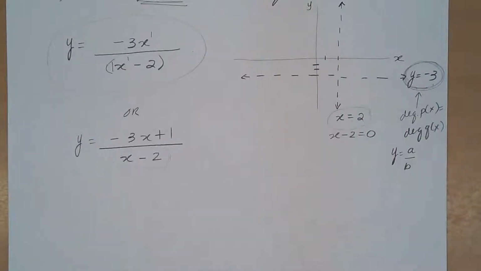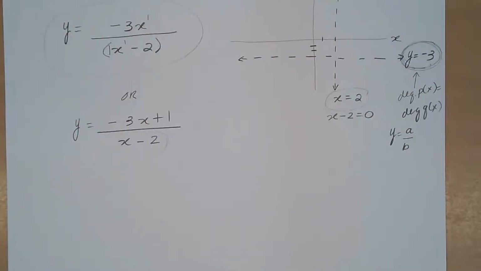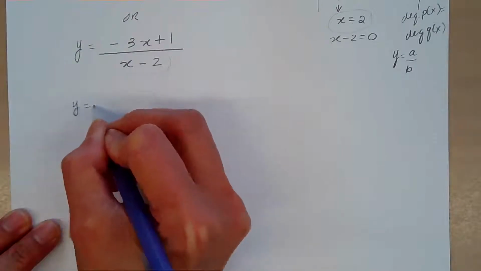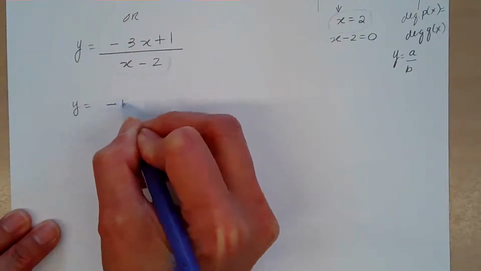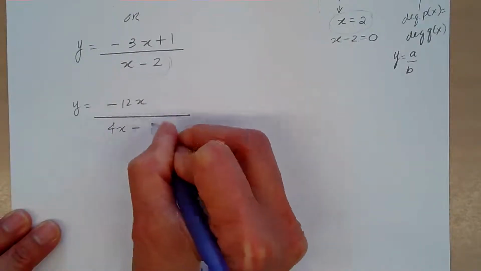And you're thinking about it. That's great. We may have questions that ask us to pick more than one possible function. There's more than one possible answer here. Okay, let's try another one. This is pretty neat, isn't it? Let's write that down: y equals negative 12x over 4x minus 8.